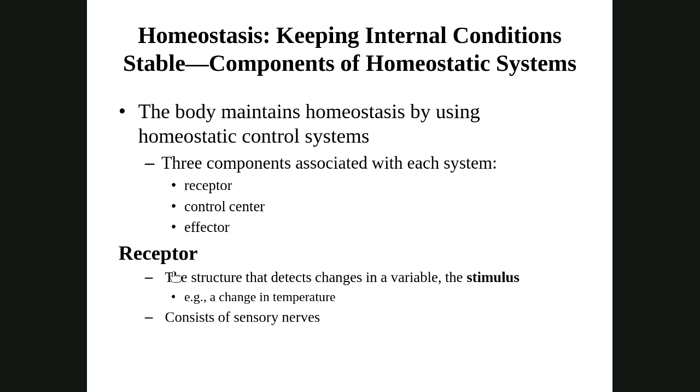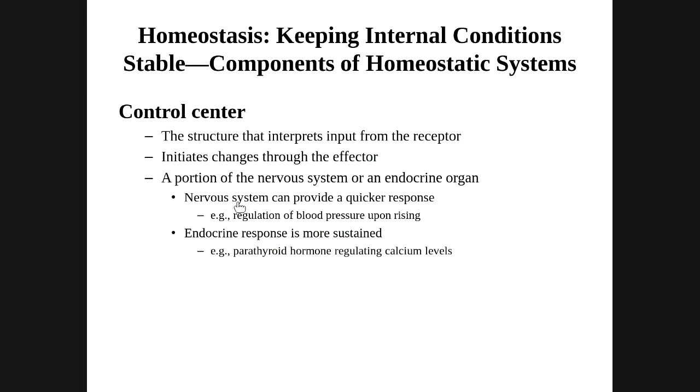Again, the receptor is just some structure that detects changes in the environment, changes in the stimulus in a variable. And so the receptor tells us about what has happened. We are no longer in that same balance. We have gone up or down out of balance. So then it relays that information to the control center, and the control center interprets what the receptor sends it. The control center says, hey, the temperature, for example, has risen too high, so we need to do something. I need to make a change. The control center initiates a change, and it's going to change what's called the effector. And the effector is what brings back the homeostasis.